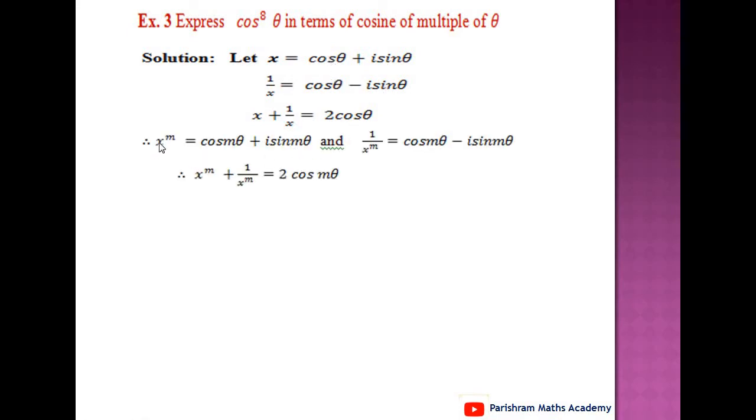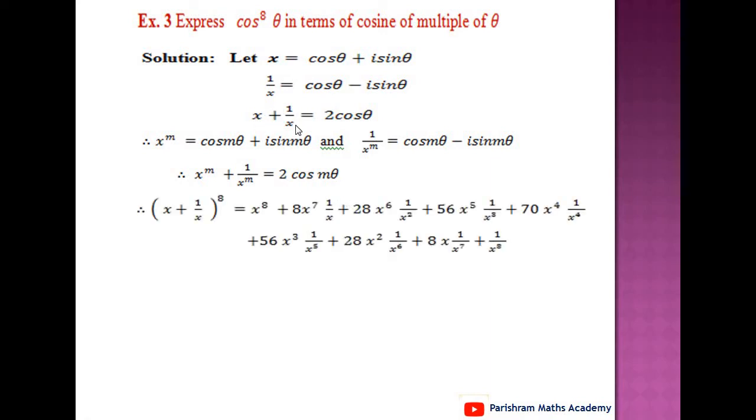And therefore, x equal to cos theta plus i sin theta, and then x raised to m is the same as cos m theta plus i times sin of m theta, and the value of 1 upon x raised to m is cos of m theta minus i times sin of m theta. Again taking their addition, we get x raised to m plus 1 upon x raised to m is the same as 2 times cos of m theta. Now therefore we can take here x plus 1 upon x.